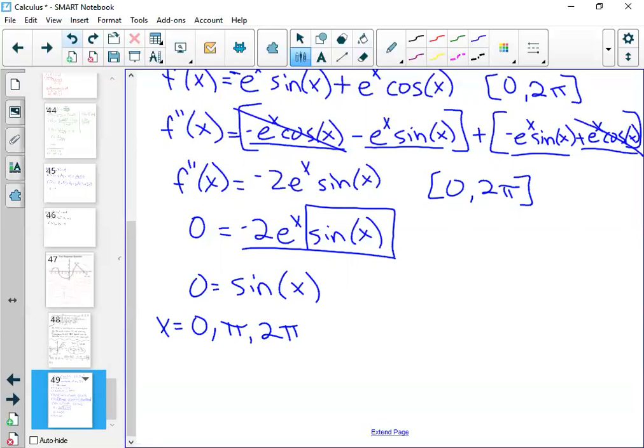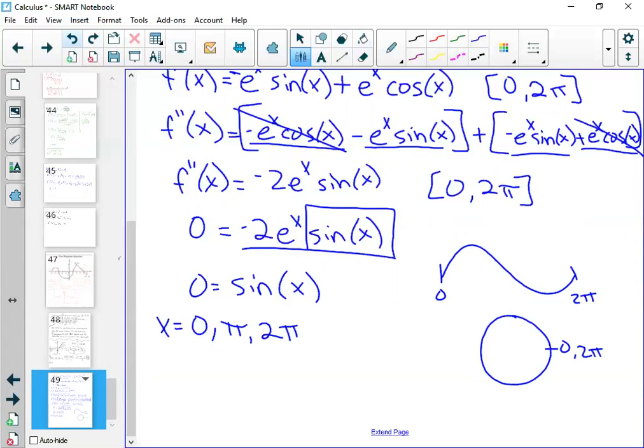Even though 0 and 2 pi are the same value on a circle, the sine graph is going to look something like this, right? So 0 and 2 pi are actually two different values when you graph it out. But when you just have a circle, 0 and 2 pi are both right there.